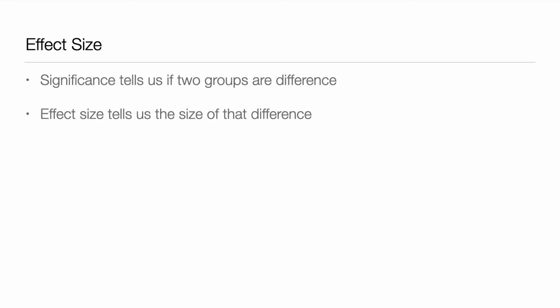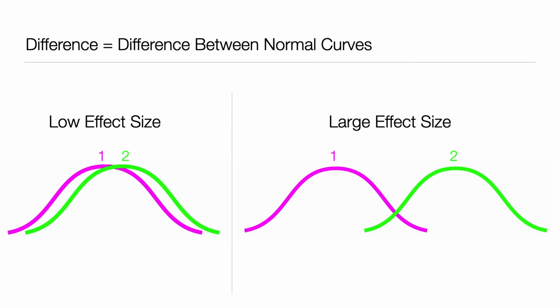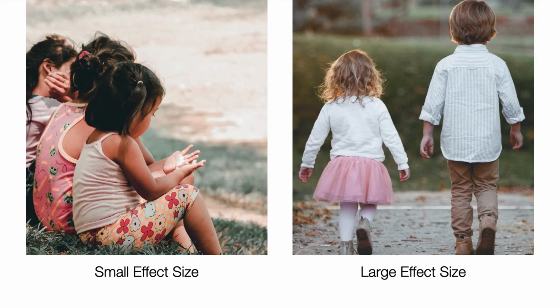So significance tells us 2 groups are different. Effect size tells us the size of that difference. So let's have a look here. We've got lots of overlap on the first area, so low effect size. We have hardly any overlap here, so a large effect size. But let's visualize this in a better way. Kids of the same age have a small effect size on height, and kids of different age have a large effect size on their height. And that's what it is.